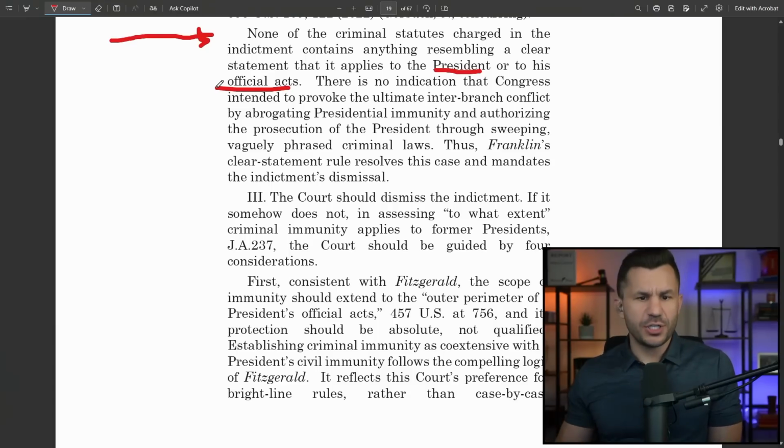There is no indication that Congress intended to provoke the ultimate interbranch conflict by abrogating presidential immunity and authorizing the prosecution of the president through sweeping, vaguely phrased criminal laws. And so Franklin's clear statement rule resolves this case and mandates the indictment's dismissal again.